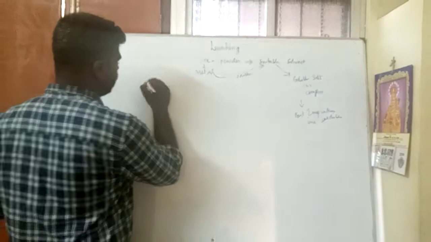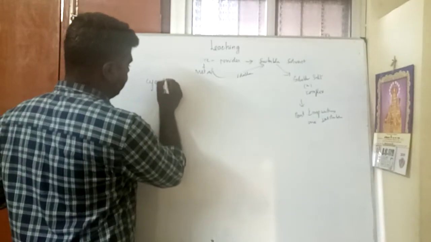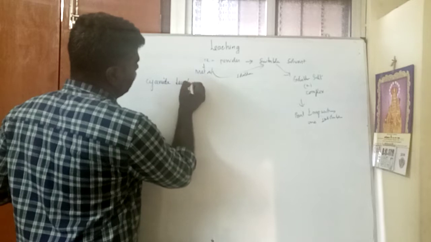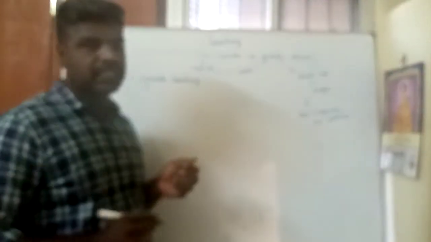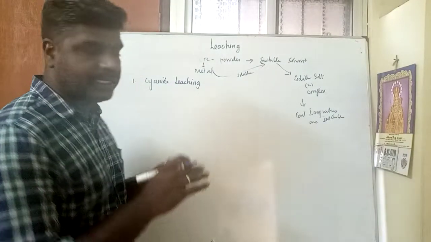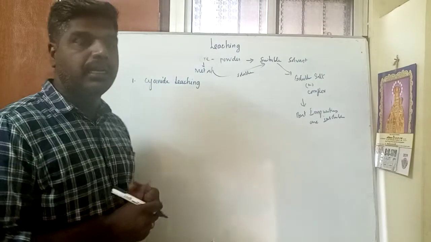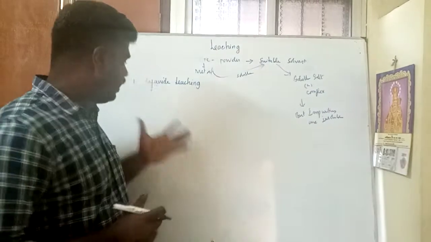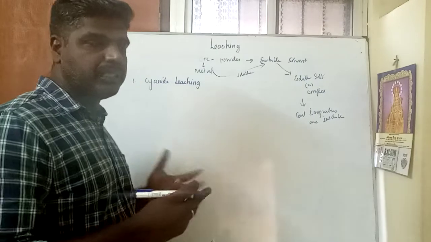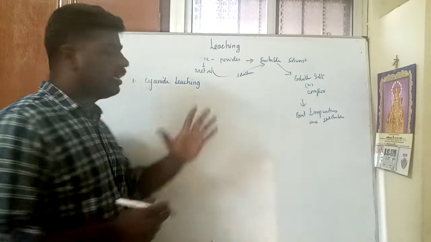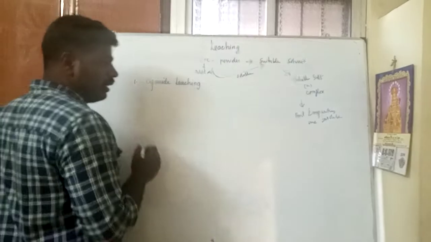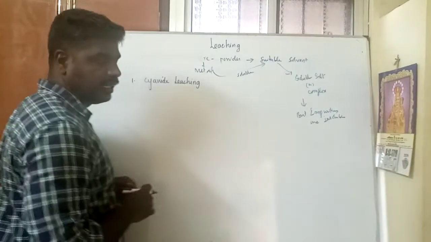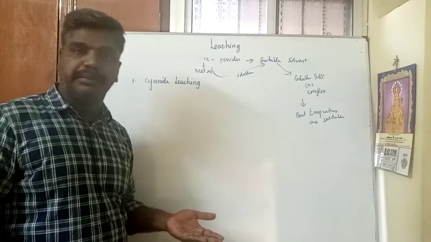There are different methods of leaching. The first method is called cyanide leaching. Especially for the extraction of gold, we can use this cyanide process. The ore has many impurities, like aluminum and some silicates. To remove such impurities, we must use cyanide leaching. Here, the gold is mixed with a suitable solvent like sodium cyanide or potassium cyanide.